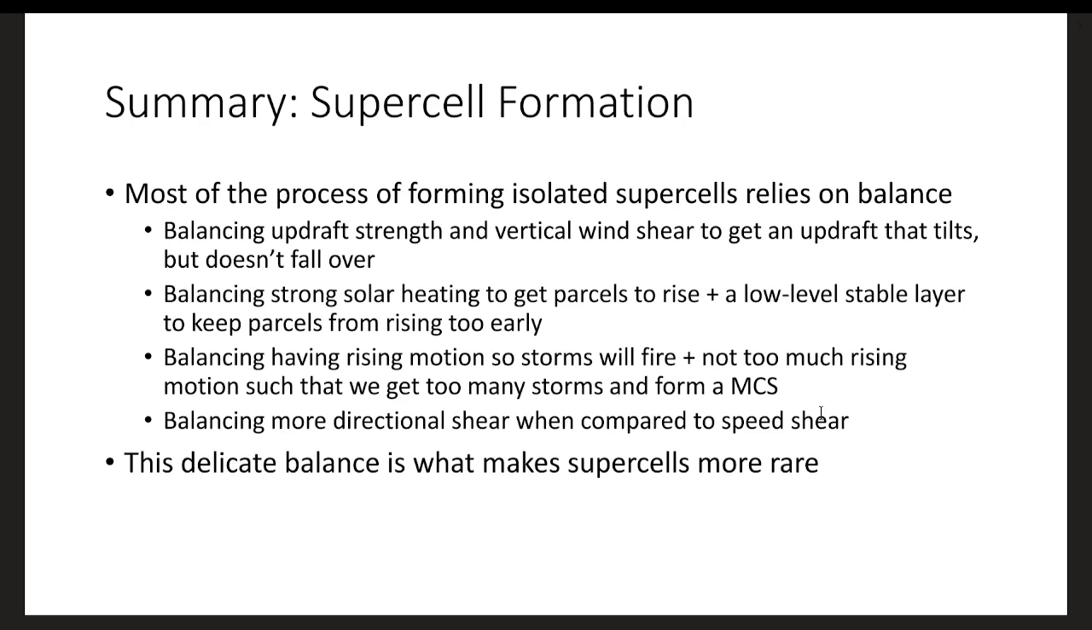Also, you want to have more directional shear compared to the speed shear. So you want the winds to change direction. You want them to start as southerly winds and then transition to westerly in the upper levels. And you care about that more than the speed changing with height. So this is the balance that makes supercells more rare, because you have to have all of these factors. And it really is like an art to predict when a supercell is going to happen.